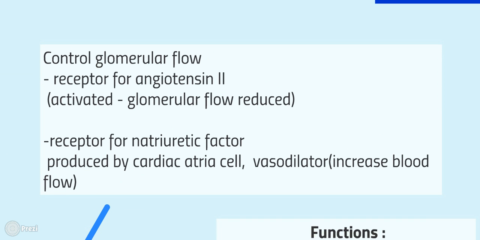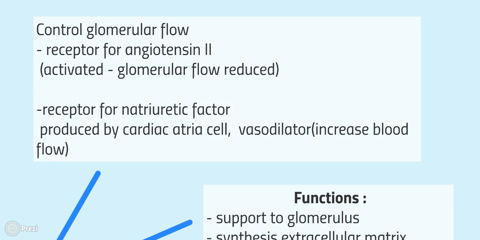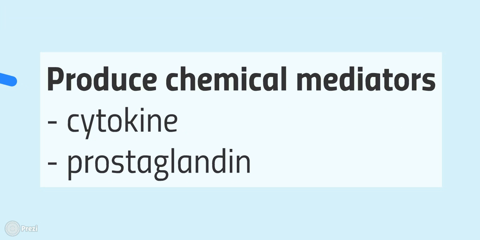And the mesangial cell also controls glomerular flow. They have receptors for angiotensin II. When these receptors are activated, the glomerular flow is reduced. They also have receptors for natriuretic factor produced by the cardiac atrial cells, a vasodilator, which causes increased blood flow. And next, the mesangial cell produces chemical mediators such as cytokines and prostaglandins.